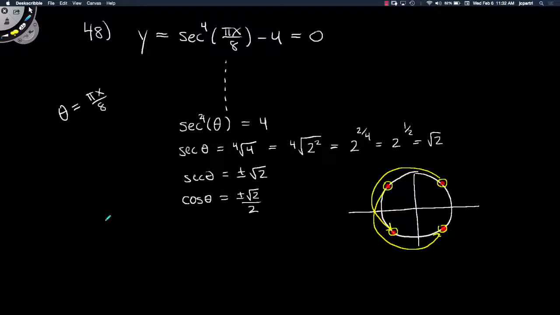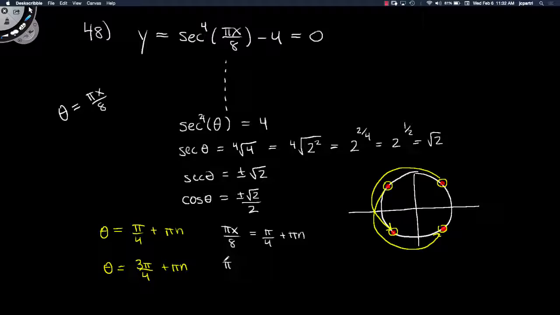Okay, guys, let's focus now. So what is theta equal to? Theta is equal to pi over 4 plus pi n, right? And theta is equal to 3 pi over 4 plus pi n. Are we done? No. We're going to substitute everything back. So pi x over 8 equals pi over 4 plus pi n, and pi x over 8 equals 3 pi over 4 plus pi n. So what you're going to end up doing is multiplying everything through by 8 and dividing by pi.